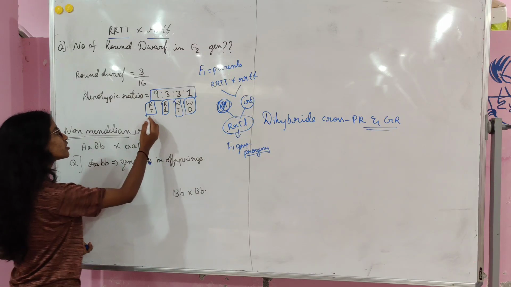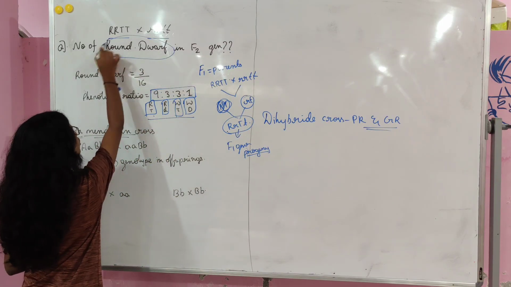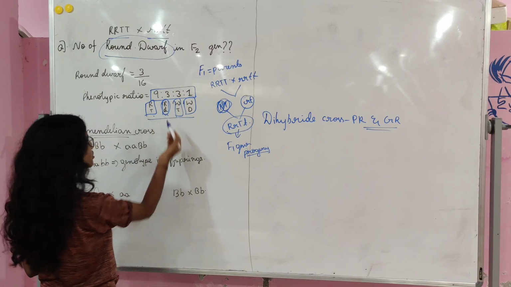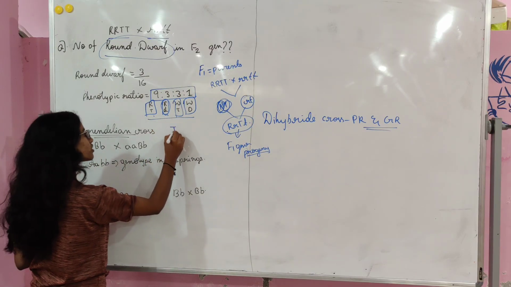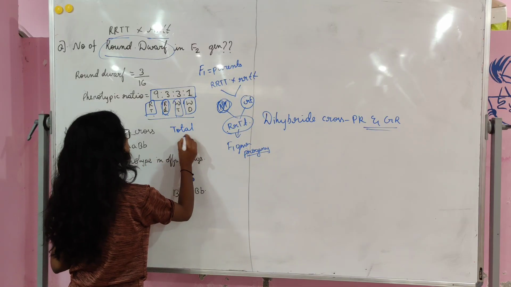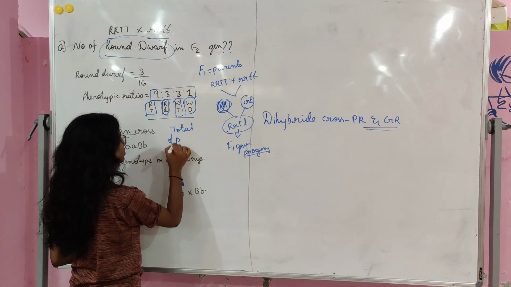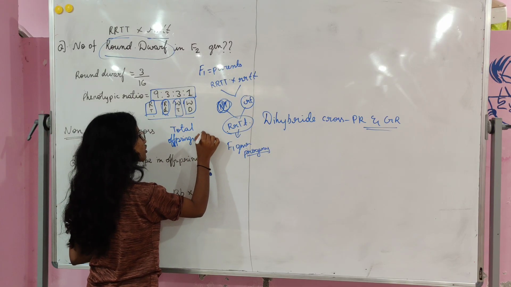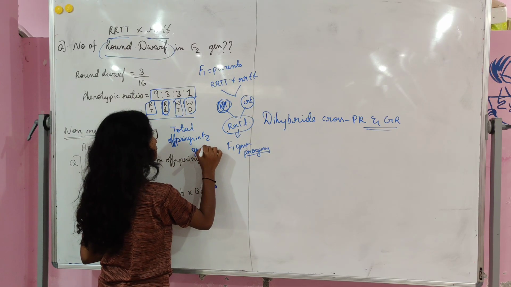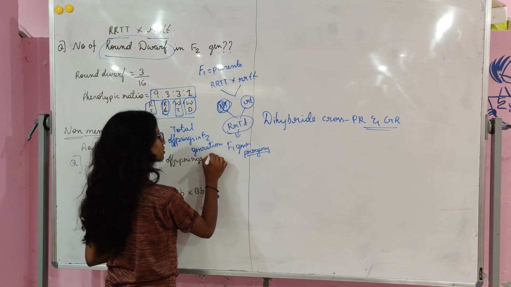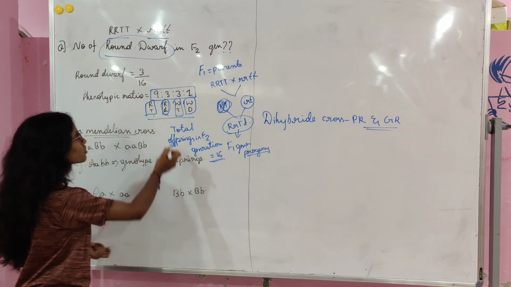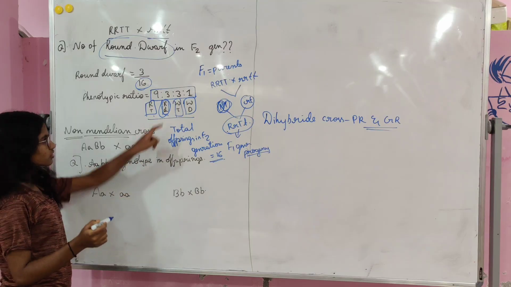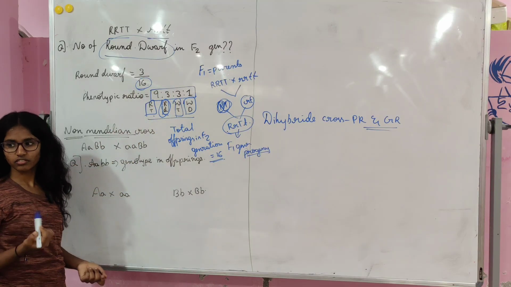Okay. So in this, the question is round dwarf. How many round dwarf obtained? Right. Round dwarf is 3. And our total offspring in every generation will be 16. Yes. Right. So we have 16 in the denominator and round dwarf is 3. So 3 by 16. Understood?